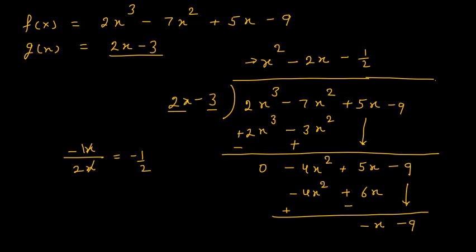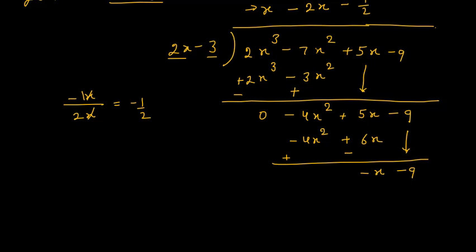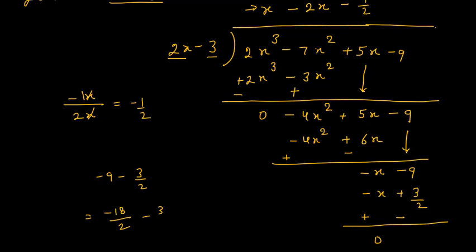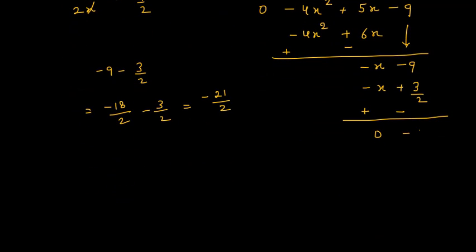Now this minus 1 by 2 is going to be multiplied by 2x minus 3. So minus 1 by 2 into 2x will give me minus x, and this minus 1 by 2 and minus 3, its multiplication will give me plus 3 by 2. So again I have to subtract, so I will change the sign. This will cancel, and here minus 9 minus 3 by 2. So minus 9 minus 3 by 2, what you can do? You can make LCM same. So this is minus 18 upon 2 minus 3 upon 2. So minus 18 minus 3 is minus 21 upon 2. So here remainder I will get minus 21 upon 2.